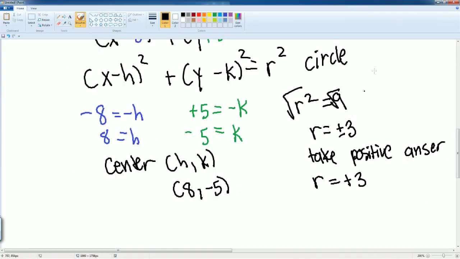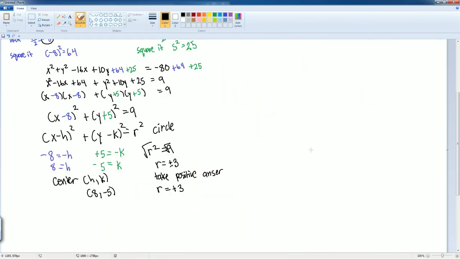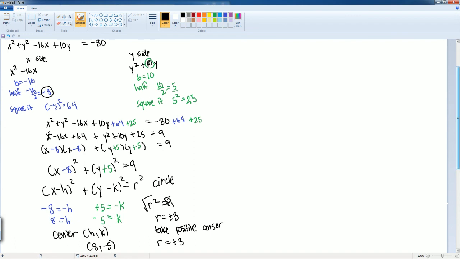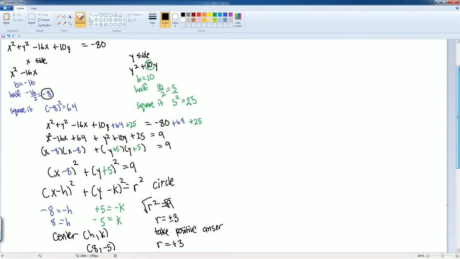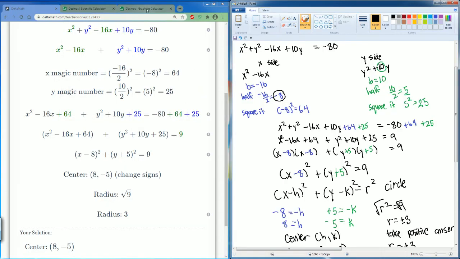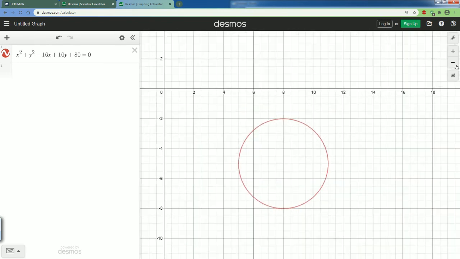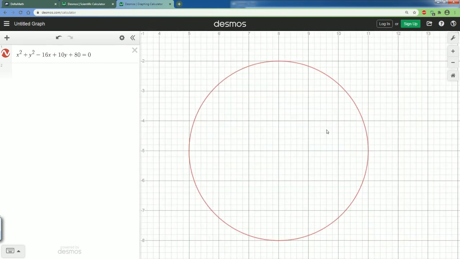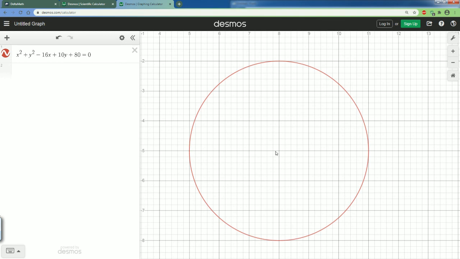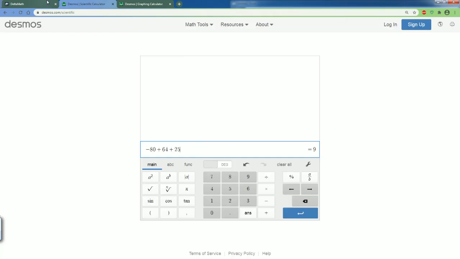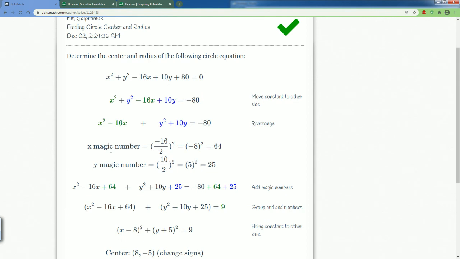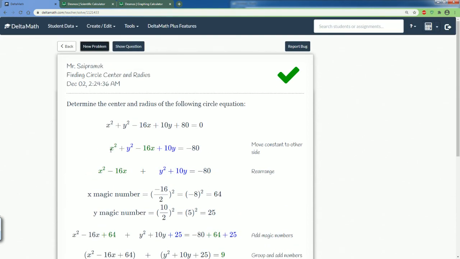Okay? All right. So these are the steps that you need to do. You're basically completing the square, finding the radius, and finding the center. Okay? And again, please use Desmos to double check your answer in regards to finding the radius and finding the center of the circle, right? And there you go. That is how you find the circle center and radius.